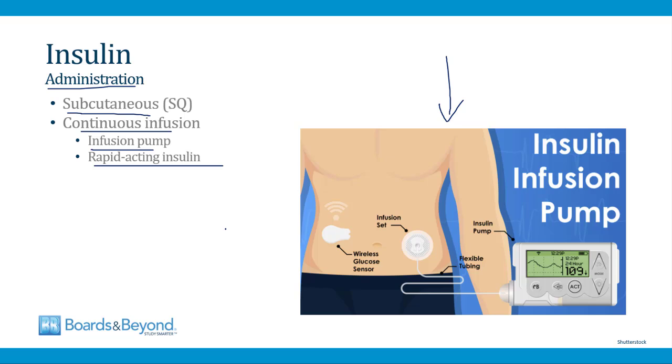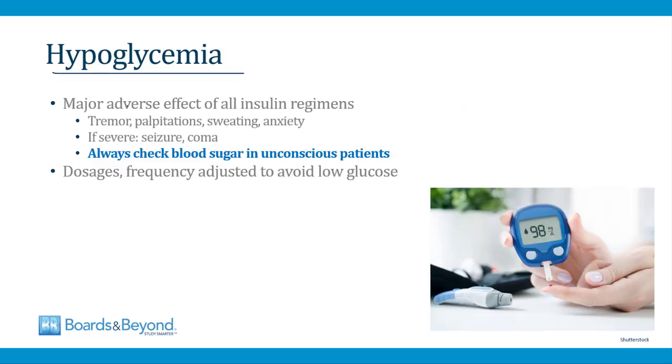Let's talk about hypoglycemia, which is the major adverse effect of all insulin regimens. Any of the insulin types we've discussed in this video can lead to hypoglycemia. When that happens, the early symptoms the patient will report are things like tremor, palpitations, sweating, and anxiety. These are all early signs of hypoglycemia. If the hypoglycemia becomes severe, patients can have seizures and even develop a coma.